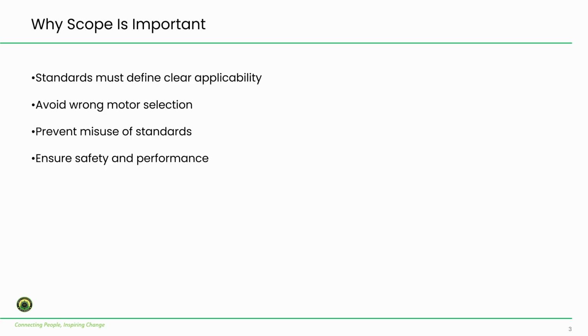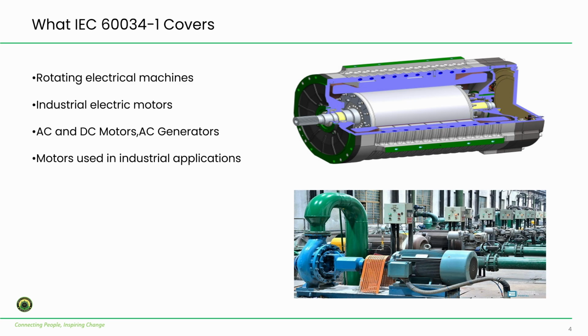Every standard must clearly define where it applies. Without scope, standards can be misused. Wrong motor selection can happen if scope is not understood properly. Defining scope ensures safety, correct application, and expected performance. So what does IEC 60034 cover?